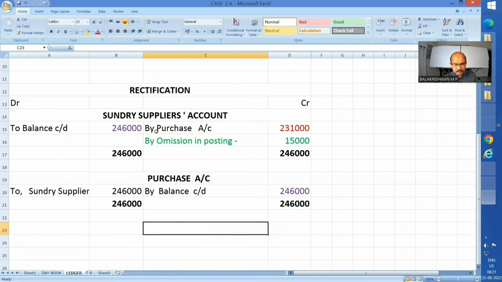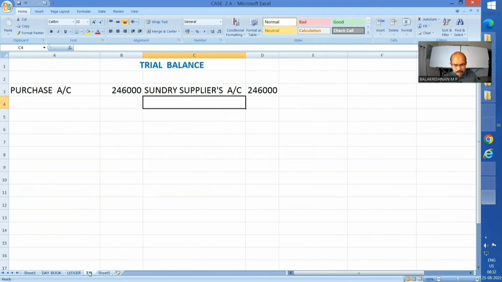Rectification is simple. Just show "by omission in posting 15,000" on the credit side of the supplier's account, so that you will get a balance of 2,46,000, and that should be the balance because the purchase was for 2,46,000. But please note that this is not a part of a journal entry. Instead of striking down or erasing this entry, he has just inserted one line for 15,000 rupees with an explanation. That's all. Obviously, our trial balance will happily show purchase account 2,46,000 and sundry suppliers account also 2,46,000.